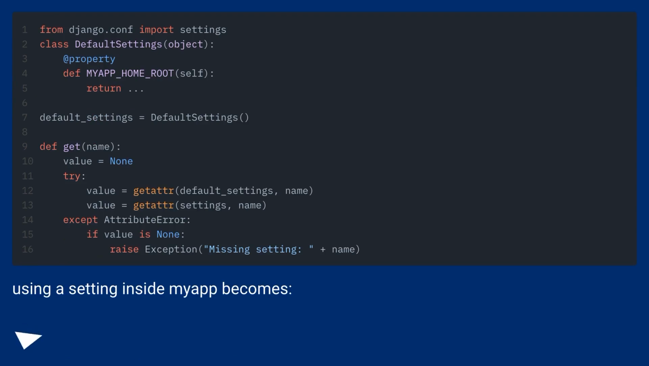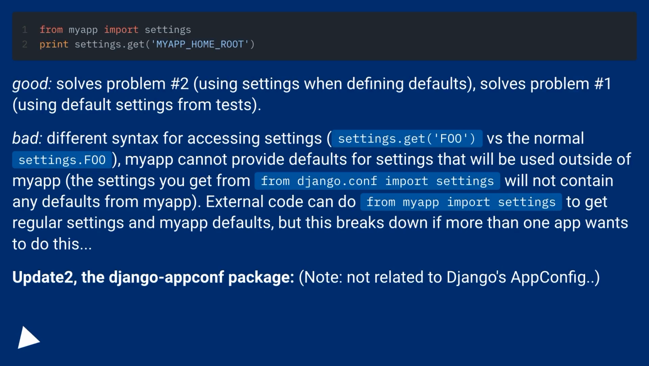Using a setting inside myapp becomes good: solves problem number 2, using settings when defining defaults, and solves problem number 1, using default settings from tests. Bad: different syntax for accessing settings, settings.get_foo versus the normal settings.foo.